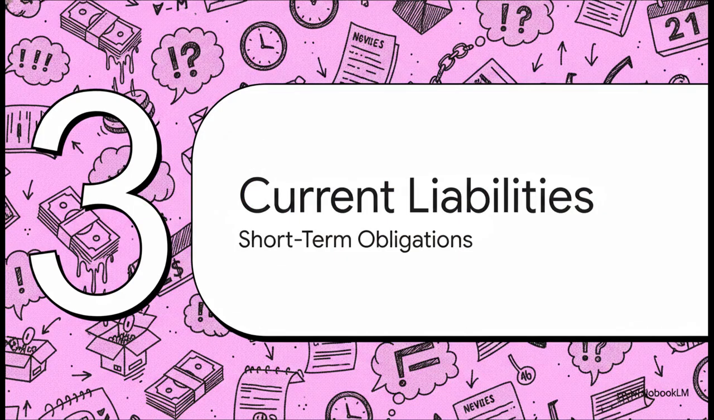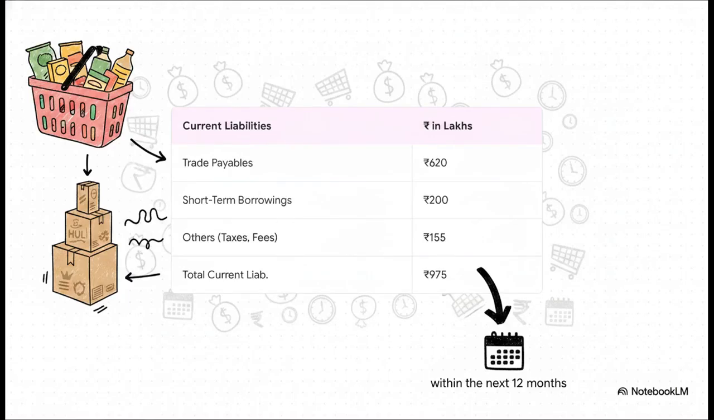Section 3. Current liabilities and suppliers. These are the short-term obligations. Moving further down, we hit the immediate financial pressures the company is facing right now. Current liabilities are amounts FreshMart owes and absolutely must pay within the next 12 months.